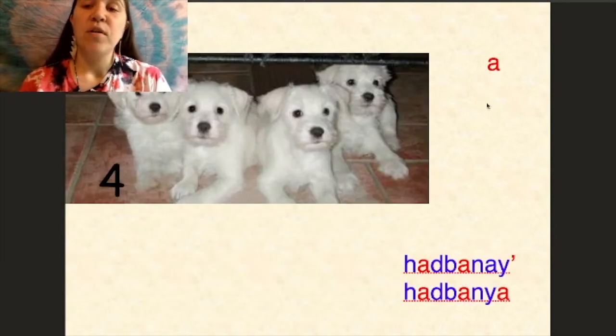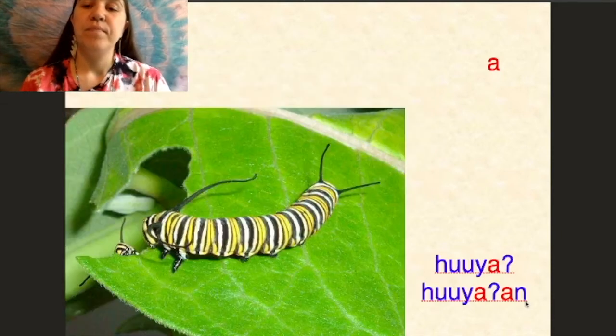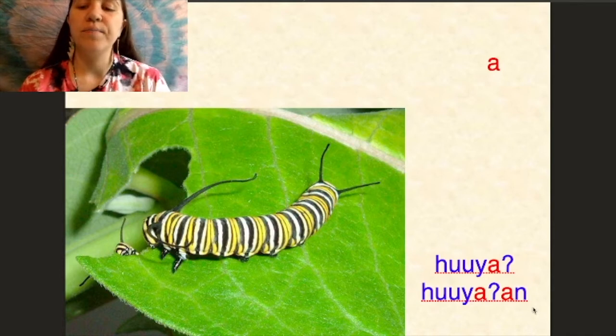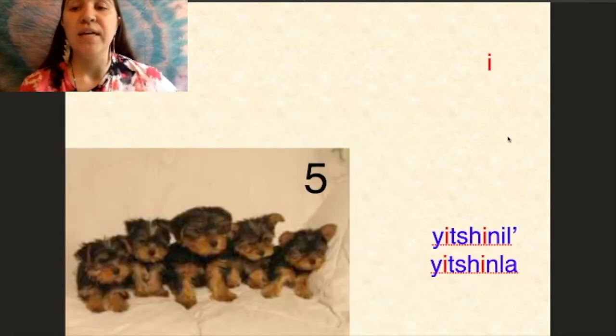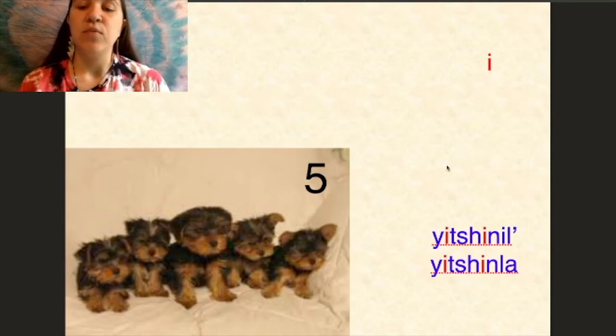And for our number four, ah, as in hatabanai, hatabanya. And for caterpillar, we have huya, huyaan. And for the e, as in the word for our number five, we have yitshinil, yitshinla.